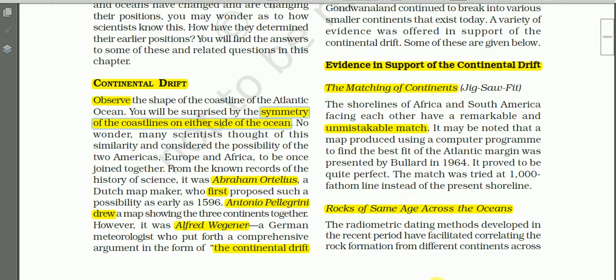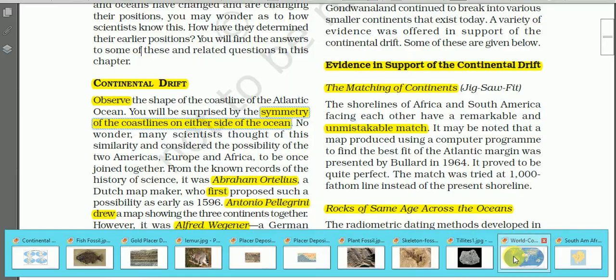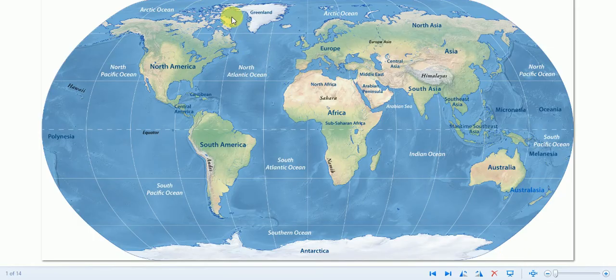So here is the world map. Observe very carefully the coastlines of the Atlantic Ocean. See, this is the North Atlantic Ocean, this is the South Atlantic Ocean, and analyze the coastline, and it is symmetry. See here, it takes the shape of S, and here on the eastern part also it takes the shape of S. That means it is parallel. Both the coastlines are parallel. That is, we have got the symmetry.